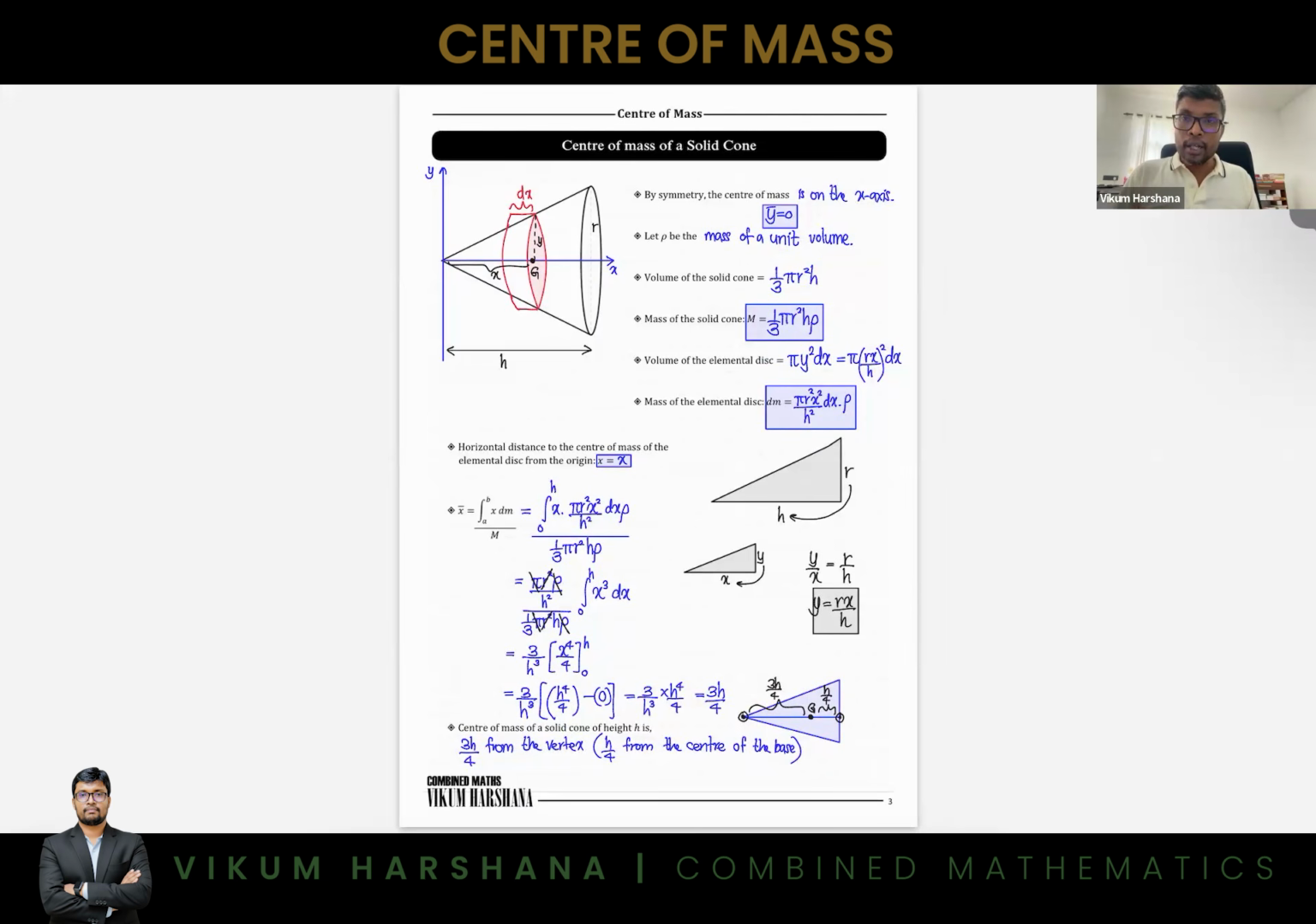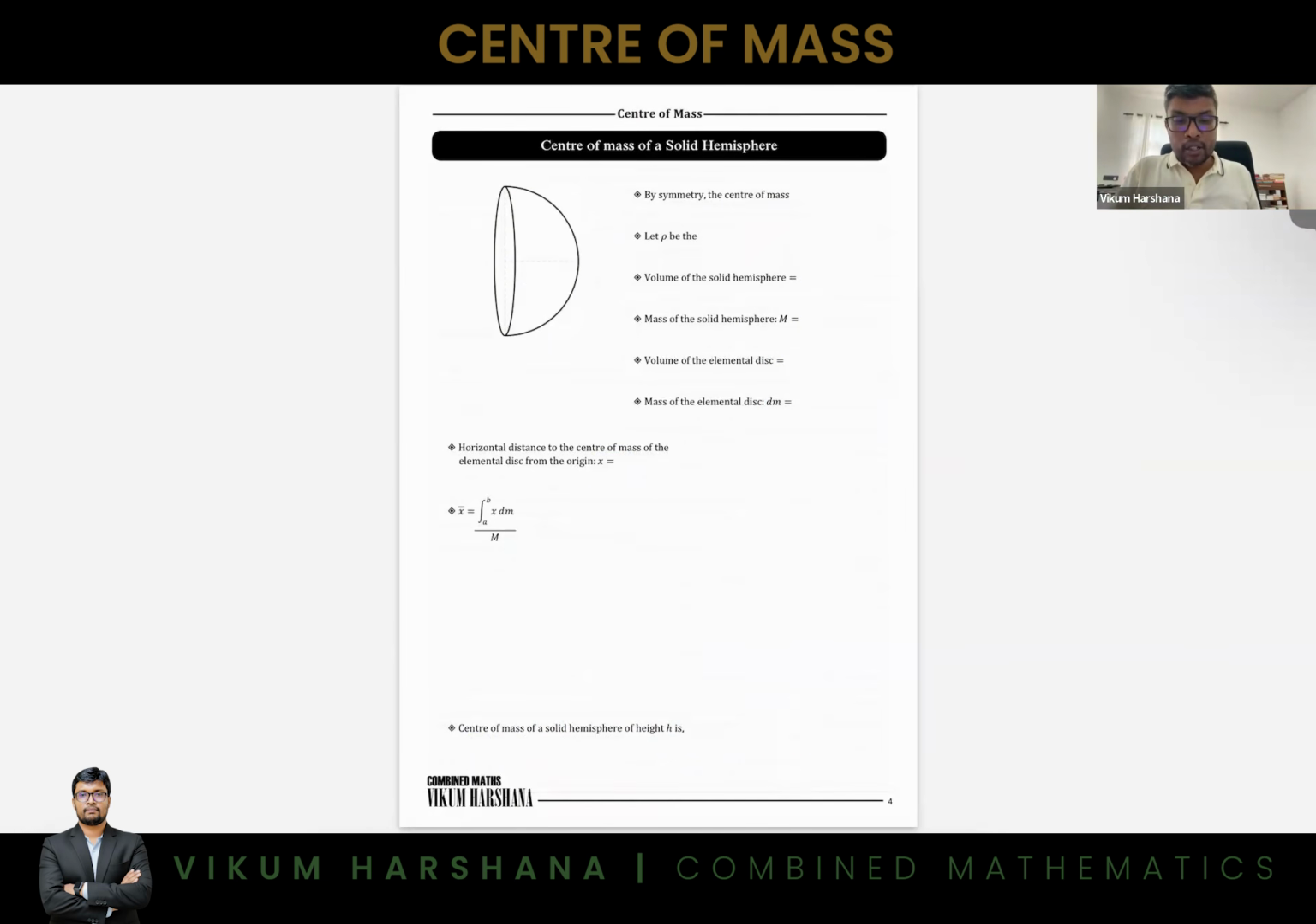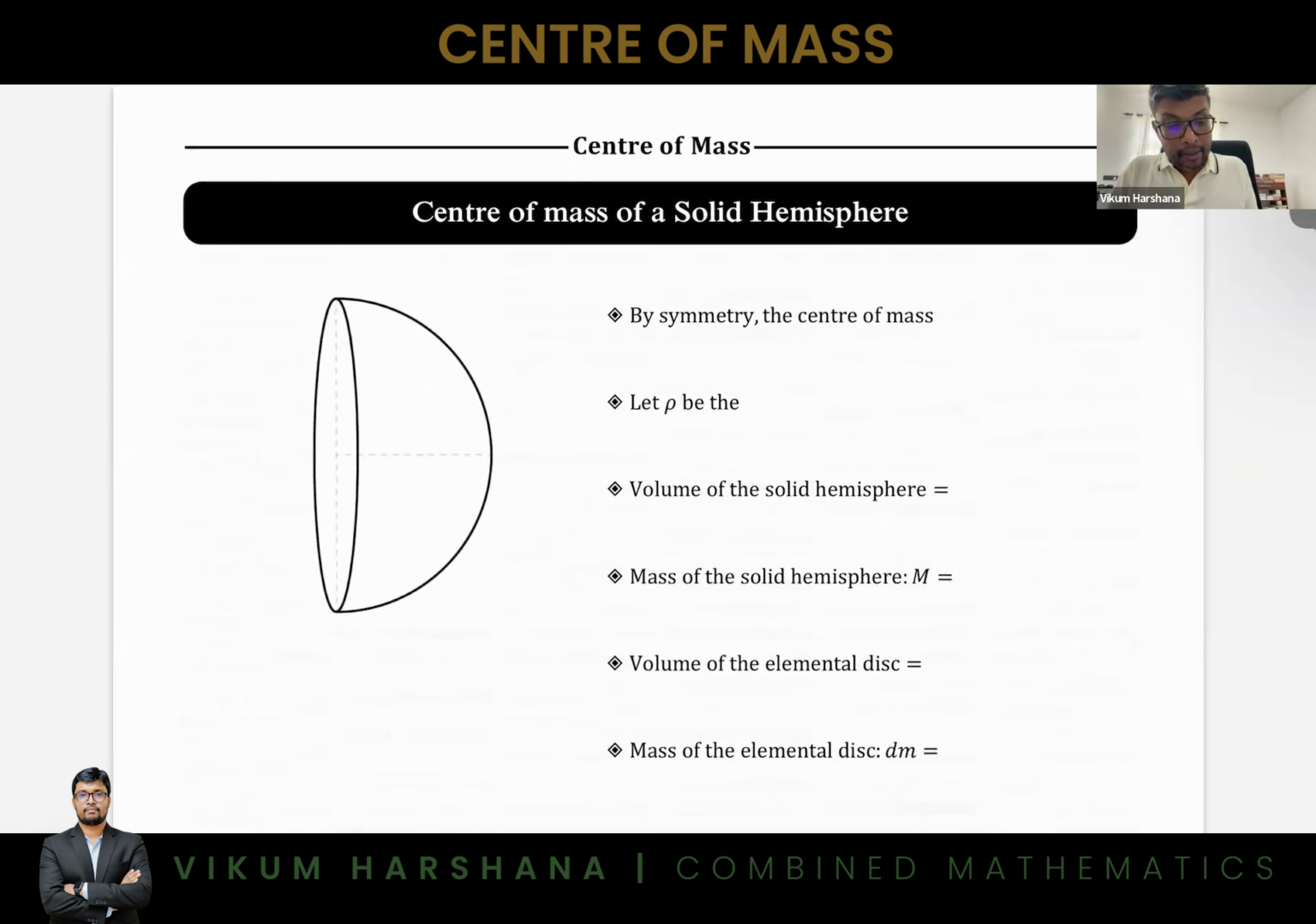So let's go to the center of mass of a solid hemisphere. Yes, that is also regarding an elemental disk. Okay, it will be very easy. Let's jump into that now. Okay, now let's focus on the center of mass of a solid hemisphere, right? So first things first, symmetry. So this is the x-axis and this is the y-axis. So by symmetry, the center of mass is on the x-axis. Therefore, y bar equals 0. Done.